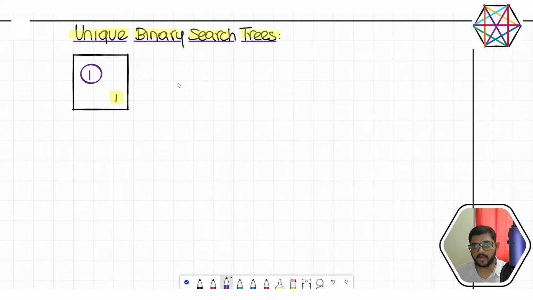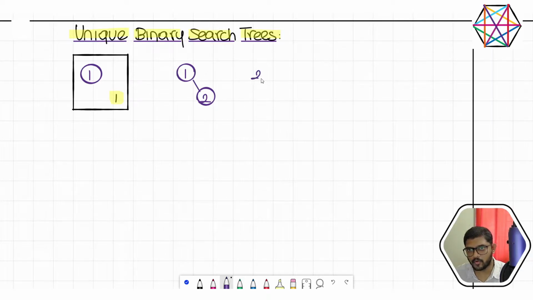Fine. If the given integer is 2, we need to create BSTs having exactly 2 nodes, and the node values are 1 and 2. So there are 2 possible ways we can do it. If the root node is 1, then the only other node, the node having value 2, should be the right child of this node, because we have to maintain the BST property. The elements in the right subtree must have value greater than the node value itself. So this is one way we can form a BST.